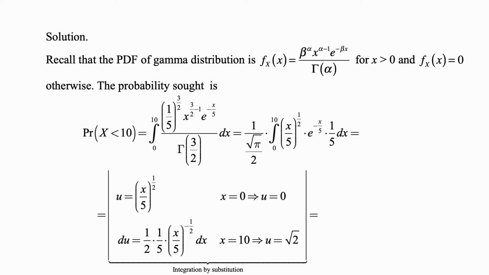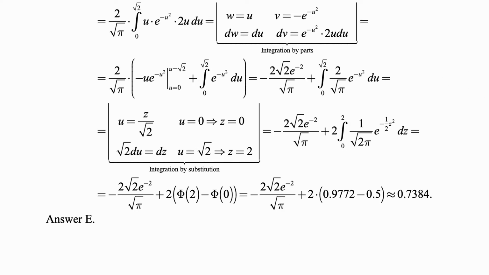And we do a substitution. Let u equal to (x over 5) to the 1/2, the square root of x over 5. Then when x is 0, u is 0. When x is 10, u is equal to square root of 2. And then du is 1/2 times 1/5 times (x over 5) to the power negative 1/2 dx. And then the integral we're working with becomes 2 over square root of pi times the integral from 0 to square root of 2 of u times e to the minus u squared times 2u du.